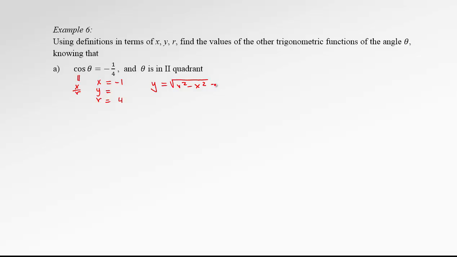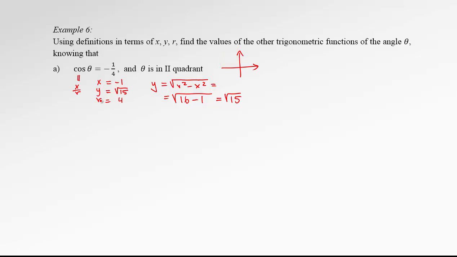Okay, let's follow this rule. We have the square root of r squared, which is 16, minus x squared, which is 1. So altogether we have root 15. Should we take y positive or negative? Well, we check this condition. Theta is in the second quadrant. So let's see. Any point in the second quadrant has its y-coordinate positive. So we have positive root 15 here.